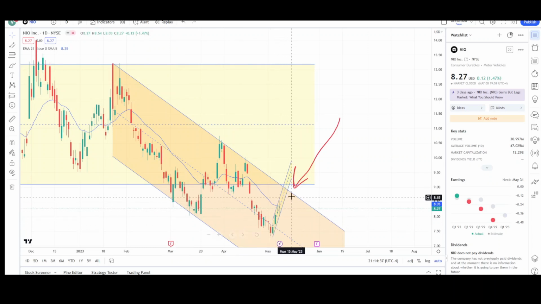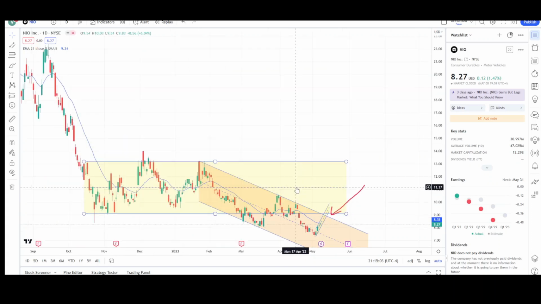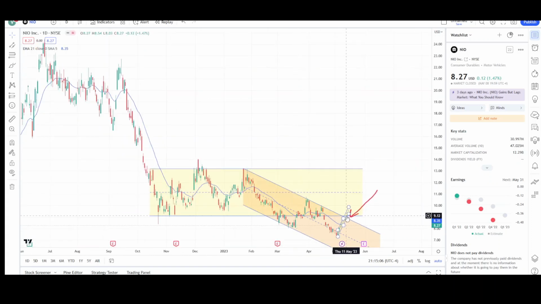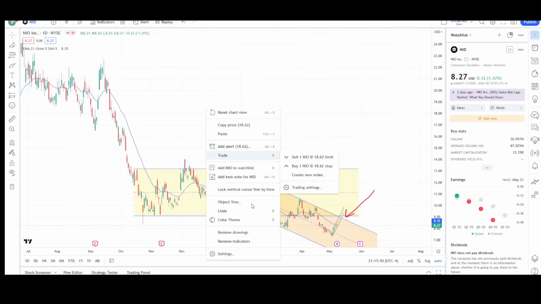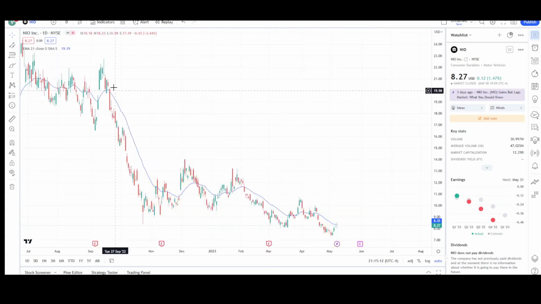I think we're going to probably continue to pull back up higher, maybe to that $9.10 level, and then from there let's see if we get any resistance or not. So that's pretty much all I have for NIO on the daily chart. Not much to say except for it was kind of trading sideways and with a downward bias.